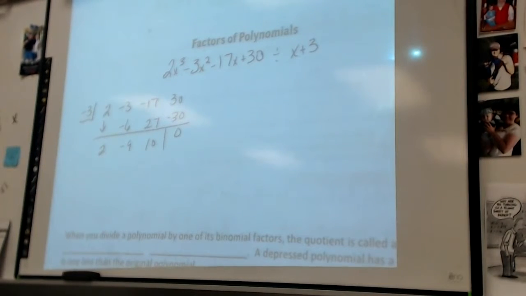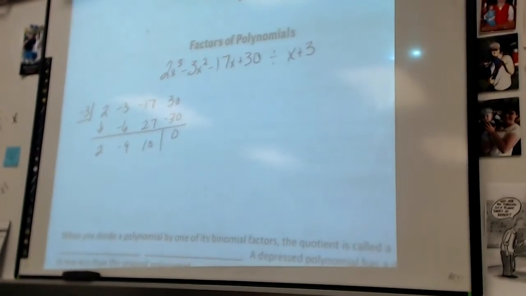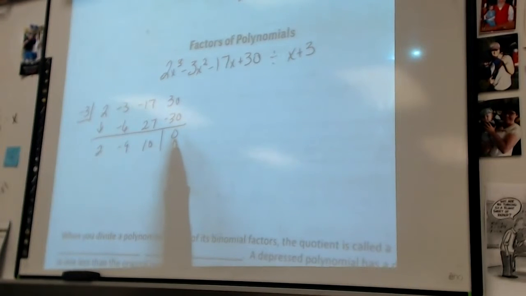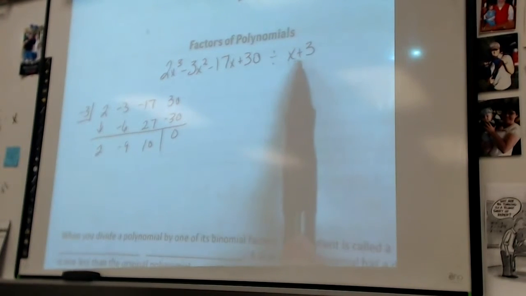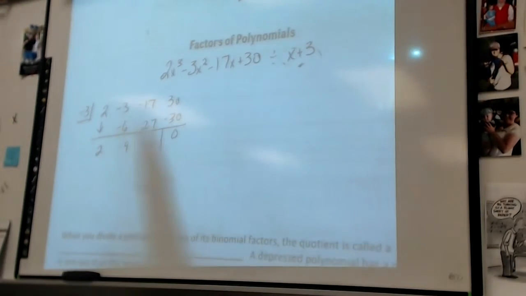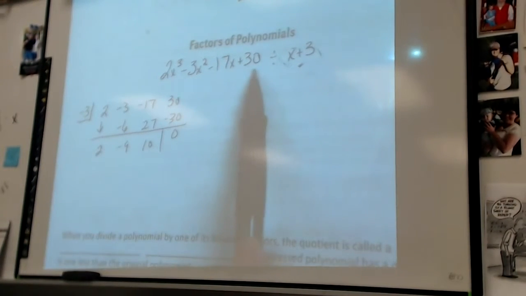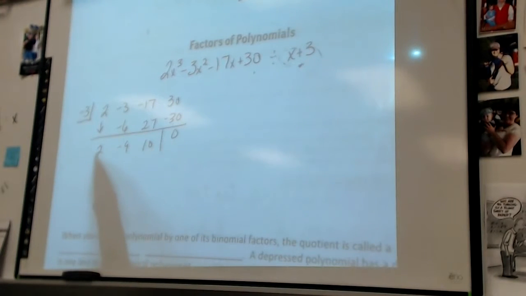So what did we get for a remainder? 0. So going back to what we did a while ago, that would tell us that if we plug negative 3 into this function, we would get 0. But that's not our purpose now. If you get 0 for a remainder, that means that x plus 3 is a factor of this polynomial. That also means that our new polynomial right here is a factor also.